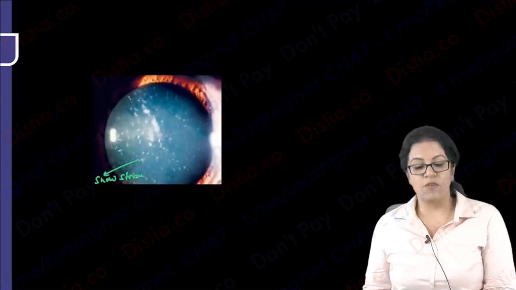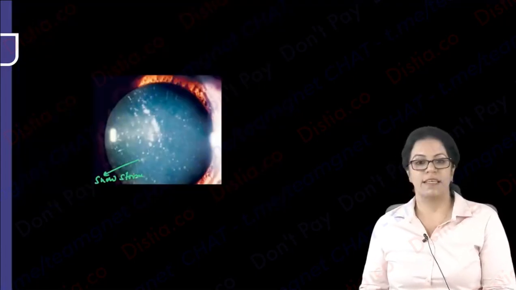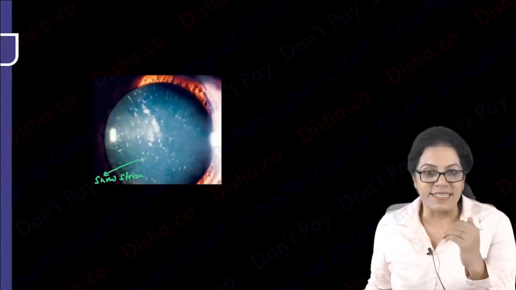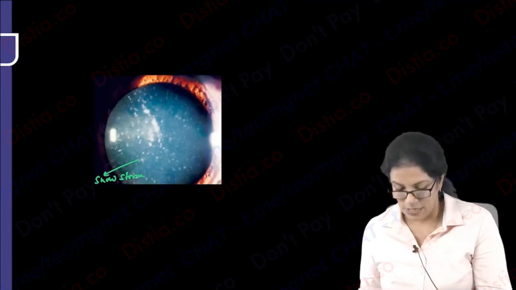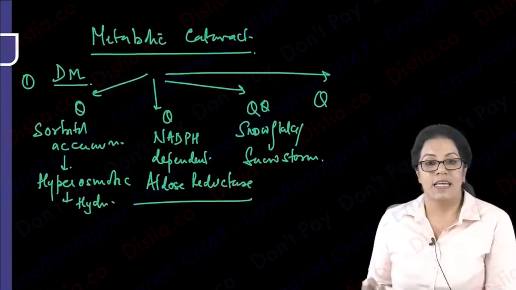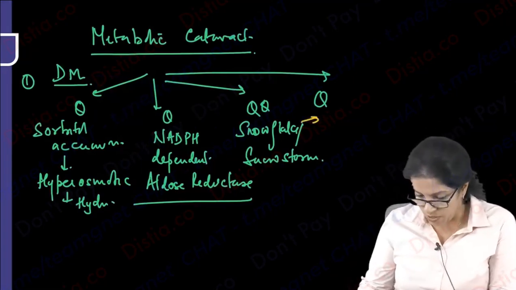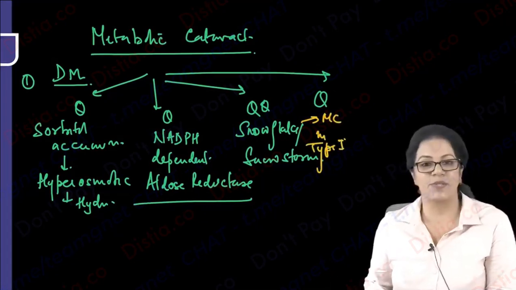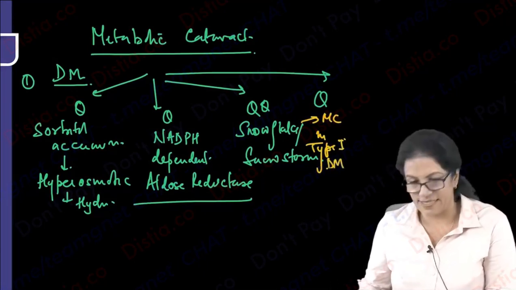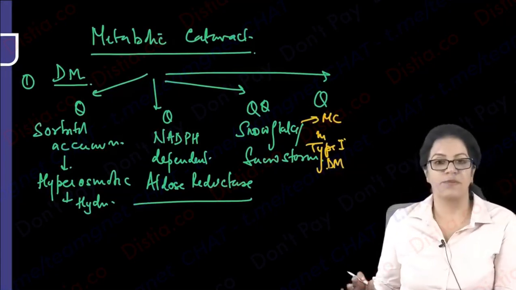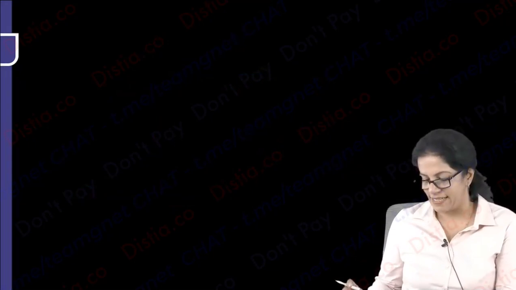Right? So this type of morphology of diabetic cataract, next question, is common in which type of diabetes? Is it type 1 or is it type 2? So here we will answer this snowflake and snowstorm is more common in type 1 diabetes. Okay, this was your next question, type 1 diabetes mellitus. Right? So these are the 4 important things that you have to know about a diabetic cataract.